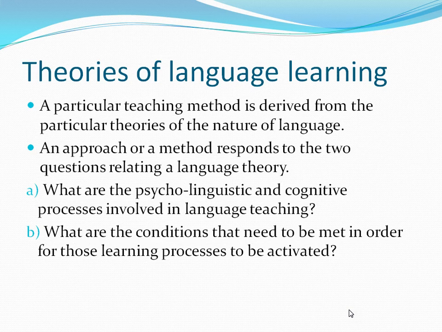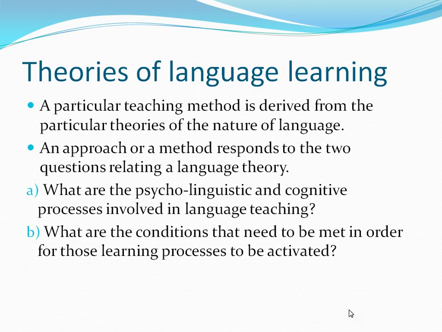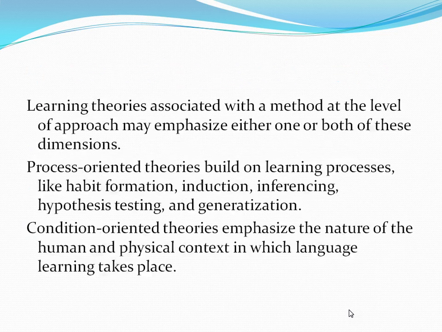Let's have a little more elaborate discussion. Learning theories associated with a method at the level of approach may emphasize either one or both of these dimensions. What are the dimensions? I said they are psycholinguistic and cognitive process, and another one, context or condition. So one theory or one method may respond to one, that means psychological or cognitive development, or it may go for both, that is psychological development and language learning condition.